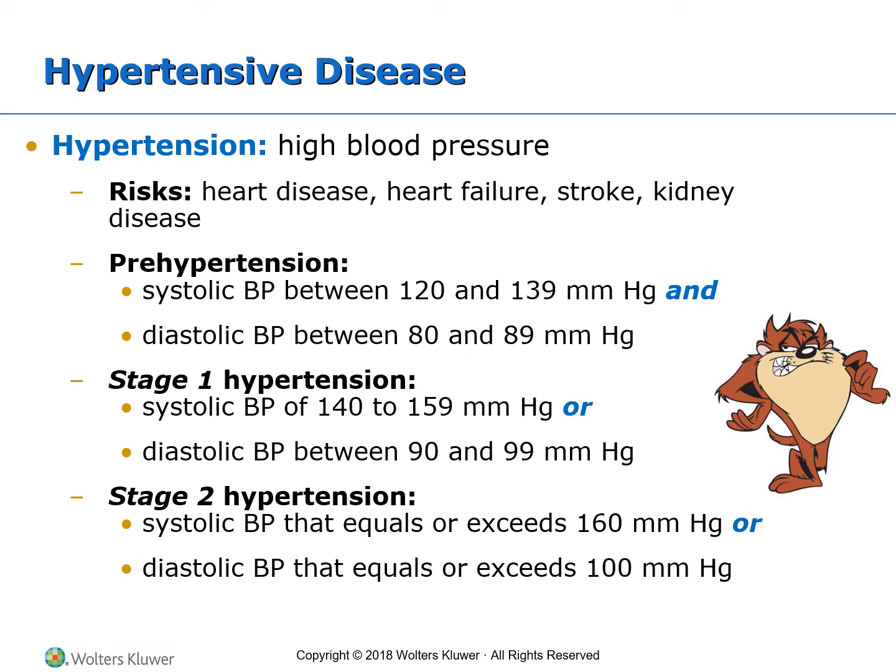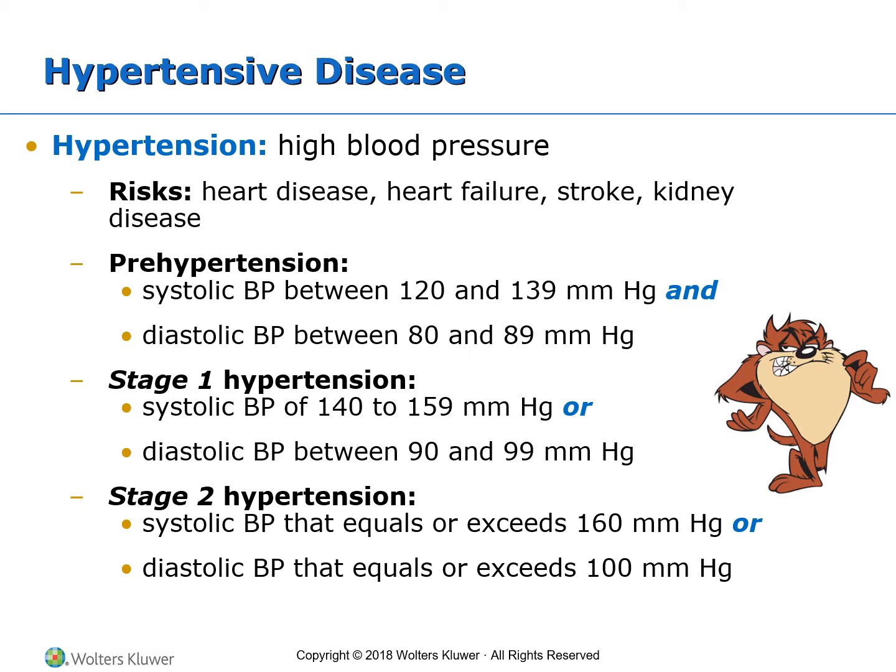Because hypertension places people at risk for heart disease and heart failure, stroke, kidney disease, and the potential for blindness, healthcare providers have revised guidelines for identifying it. What once was considered normal blood pressure, a systolic measure of 120 millimeters mercury and diastolic measure of 80 millimeters mercury, is now the lower range of pre-hypertension.